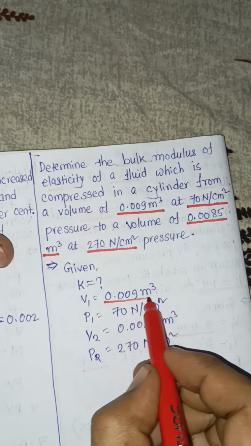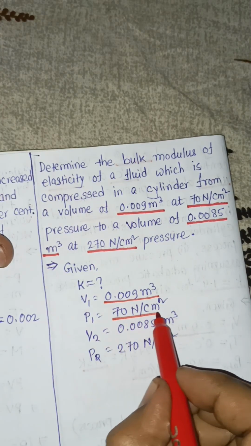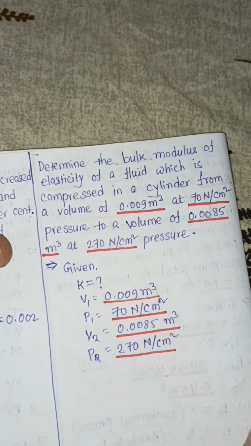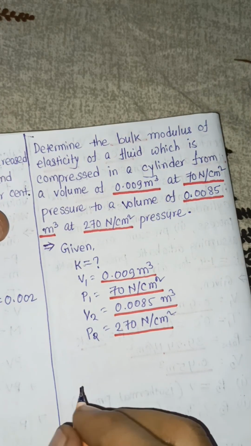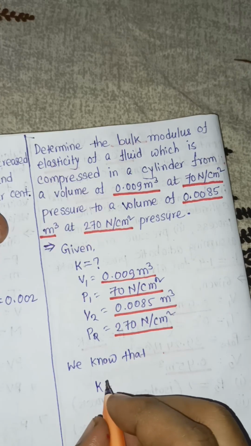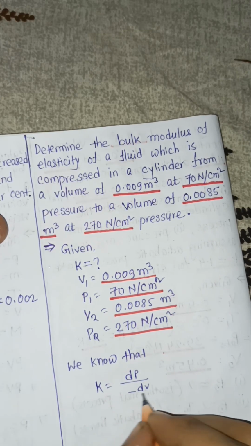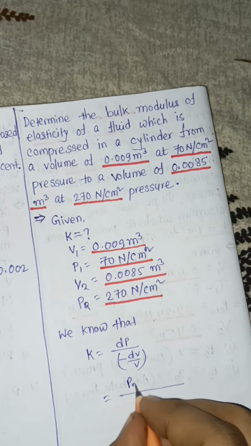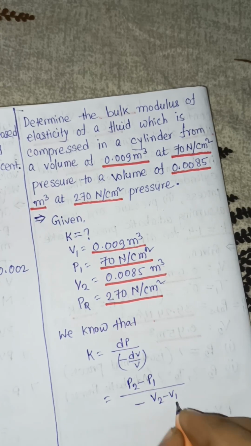So V1, which is given, that is equal to 0.009 meter cube. P1, that is 70 Newton per centimeter square. V2, that is equal to 0.0085 meter cube. P2, that is equal to 270 Newton per centimeter square. So how to calculate the value of bulk modulus? So we know that K, that is equal to dP by minus dV by V. Okay. So that is equal to P2 minus P1 divided by minus (V2 minus V1) by V1.